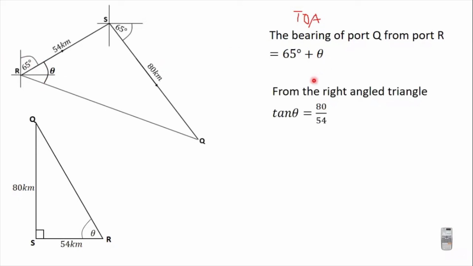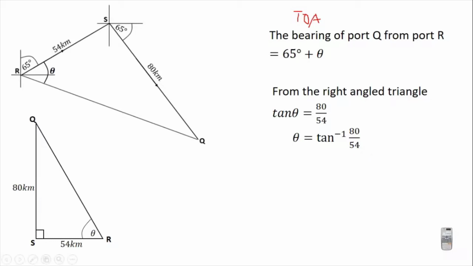So let's find theta. From the right angle triangle, we can say that tan theta is equal to opposite, which is 80 kilometers, divided by adjacent, which is 54 kilometers. So the kilometer will cancel the kilometer. How do we find theta? We can say that theta is equal to tan inverse of 80 divided by 54.